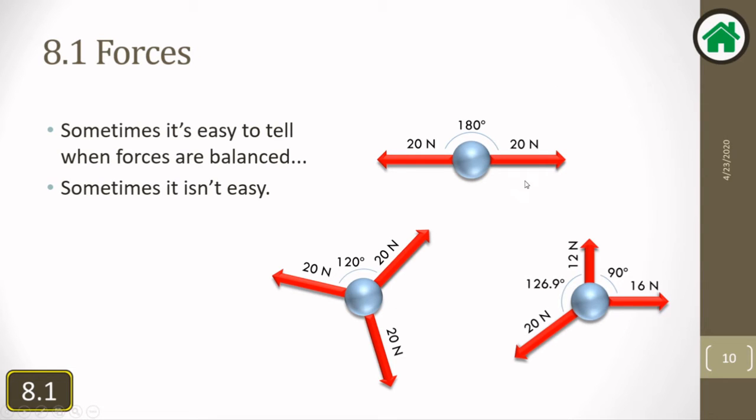Now, sometimes it can be very easy to tell when the forces that are acting on an object are balanced. For example, if you have two equal forces, say 20 newtons each, and those forces are pulling exactly 180 degrees away from each other, then it's very easy to see that these two forces are balanced. The object in the center will act like it has no forces acting on it at all.